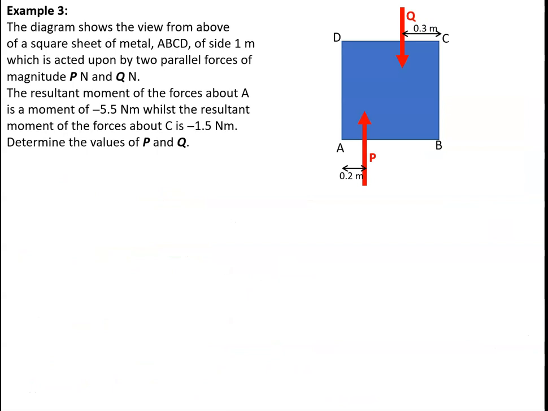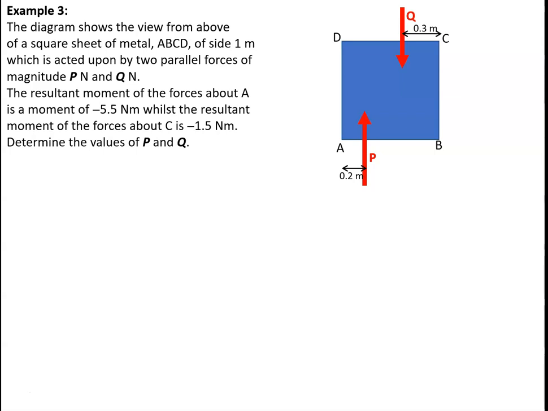Now in example 3, we've got a square sheet of metal of side 1 meter, which is acted upon by 2 parallel forces with magnitude P newtons and Q newtons. We're told the resultant moment of the forces about the point A is minus 5.5 Newton meters, whilst the resultant moment of the forces about the point C is minus 1.5 Newton meters. So we've got to determine the values of P and Q.